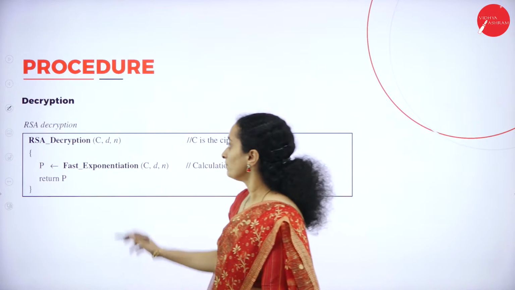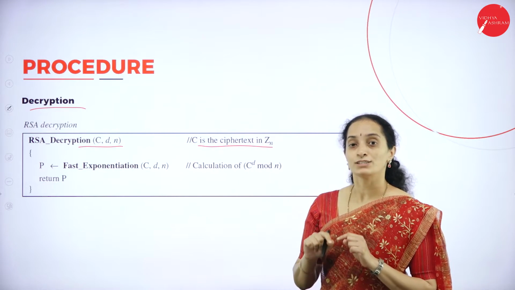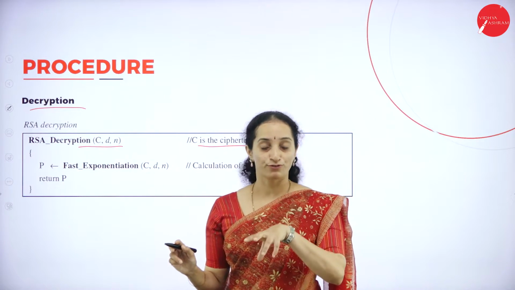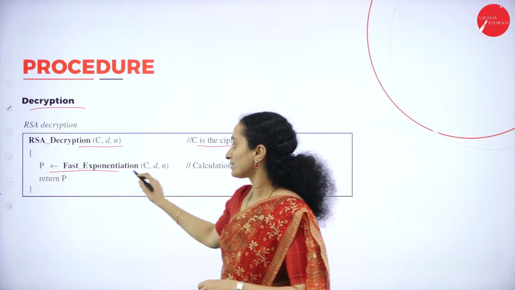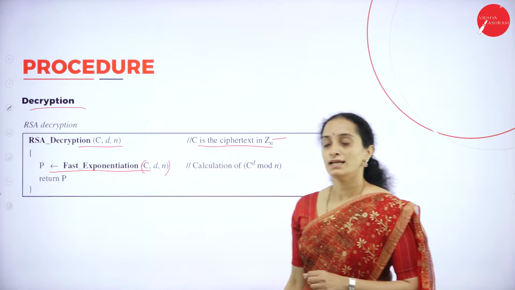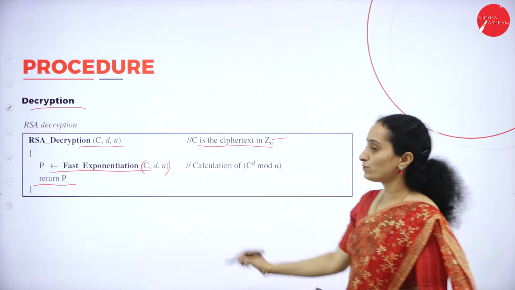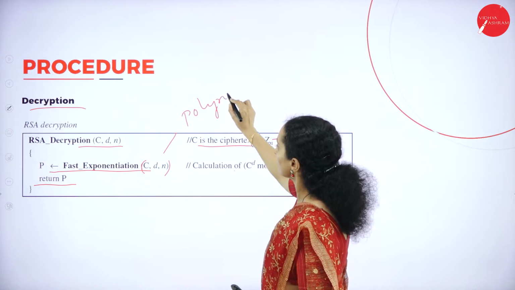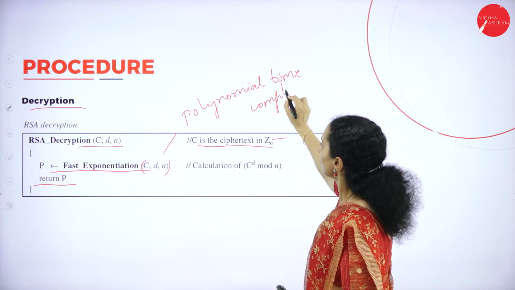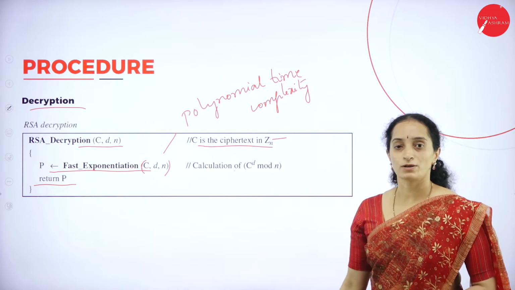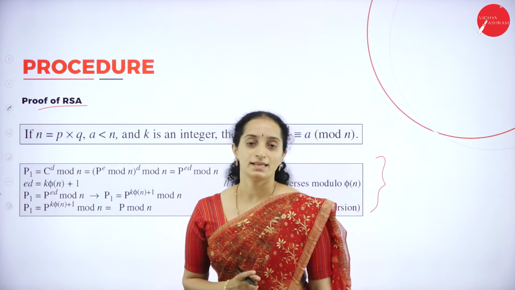When you take the decryption algorithm, how does decryption happen? It takes the ciphertext C, D and N. C is the ciphertext in Z to the base N. Z represents the number of characters in the particular language. So we have the plain text calculated with fast exponentiation with C, D and N. The calculation will be C to the power of D mod N. It returns the plain text. Again, it uses polynomial time complexity.